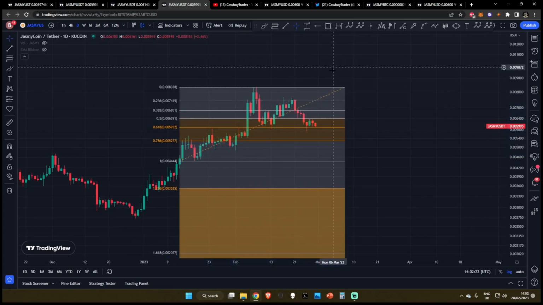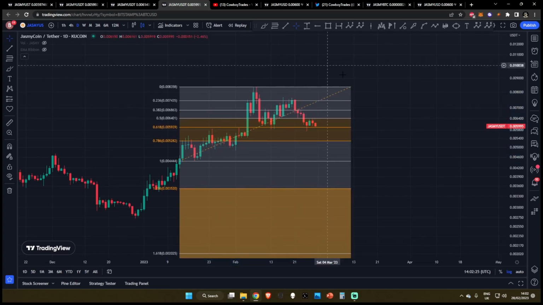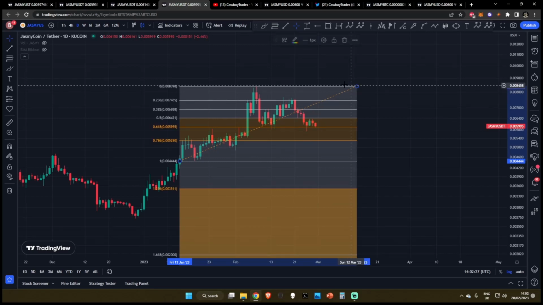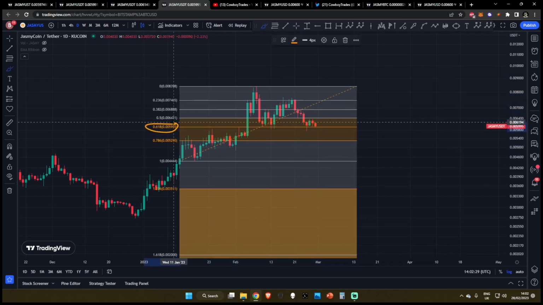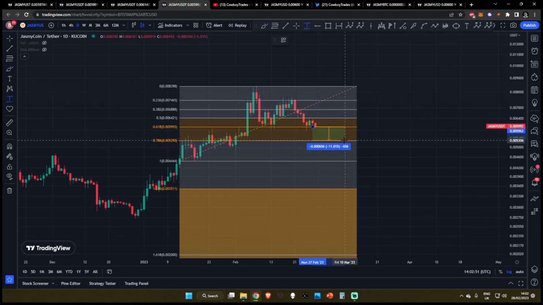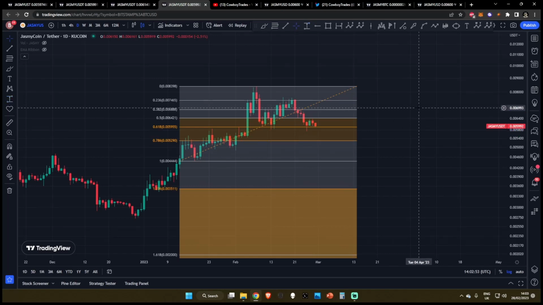So you can see this one right here from low to high. We're literally sitting right on the last line of support, the 618 Fibonacci. This is basically bang on 6 cent, 5.95 to be precise. So if we really start losing this 0.0059, then it's looking like we're going to come down to your next Fibonacci, your 786, which is an 11% drop.